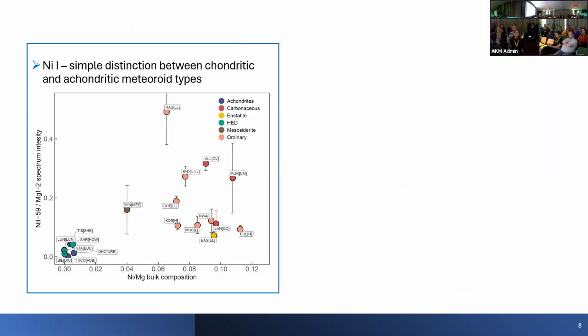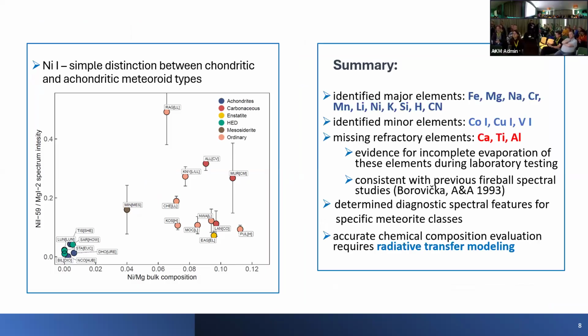And also we found that, for example, the presence of nickel lines can be useful to distinguish between chondrites which contain nickel and achondrites which generally lack it. So this was a very brief summary. We identified both major and minor elements in this laboratory spectra. However, refractory elements like calcium, titanium, and aluminum were absent. So they didn't fully vaporize under conditions we reached in laboratory.